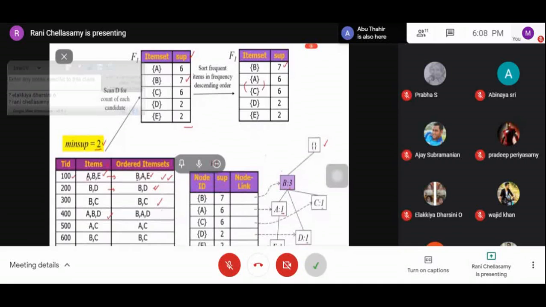Now coming to the fourth transaction, ABD. That is BAD, sorry. So from B, you have to increment the count of B to 4. Then you have A here, so you can increment the count of A to 2. Then you can go with D. From A, you can have the D, and the support count value is 2.